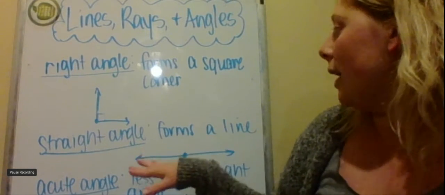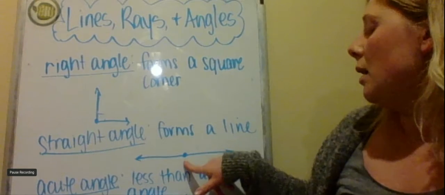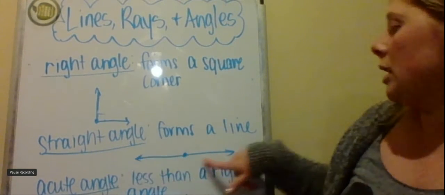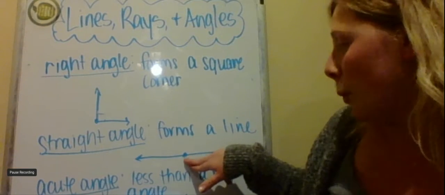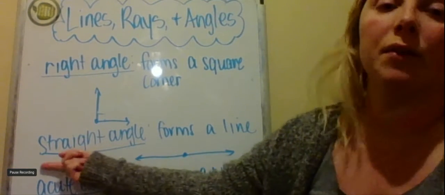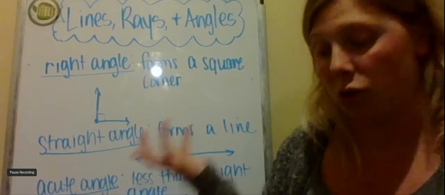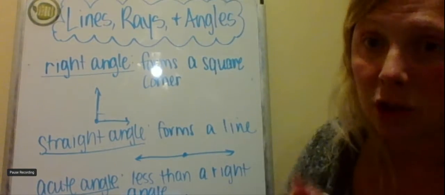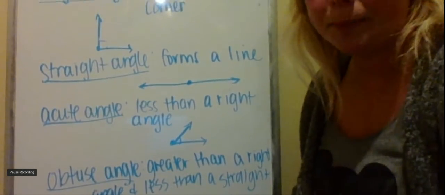A straight angle forms a line. So again, it has an endpoint, but it goes in both directions forever and ever. There's a point, but it goes on forever this way and forever this way. So a straight angle is a straight line, which measures 180 degrees. We're going to do more measuring next in a chapter or so.